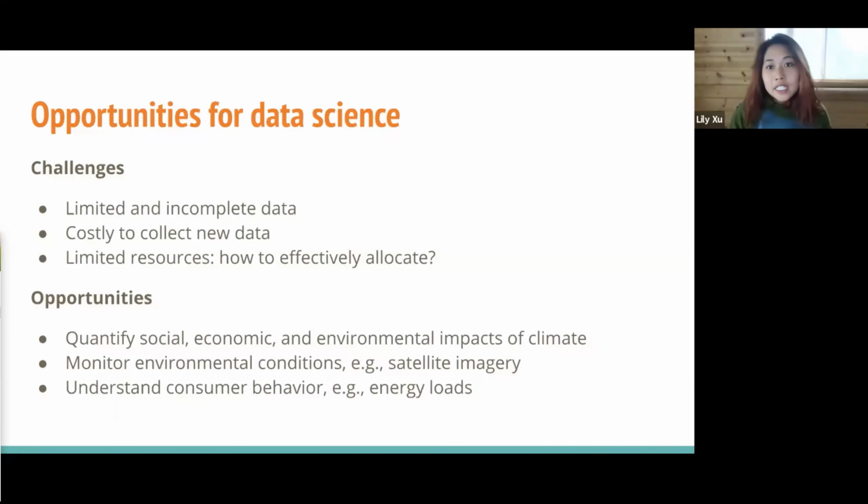But each of these challenges poses an opportunity for computation and data science. For example, we can work to quantify the social, economic, and environmental impacts of climate, such as what Project Drawdown has worked on. We can also work to monitor environmental conditions, which would often be very costly and would need people sent out to locations all over. But with technology such as satellite imagery, we're able to do that much more effectively.